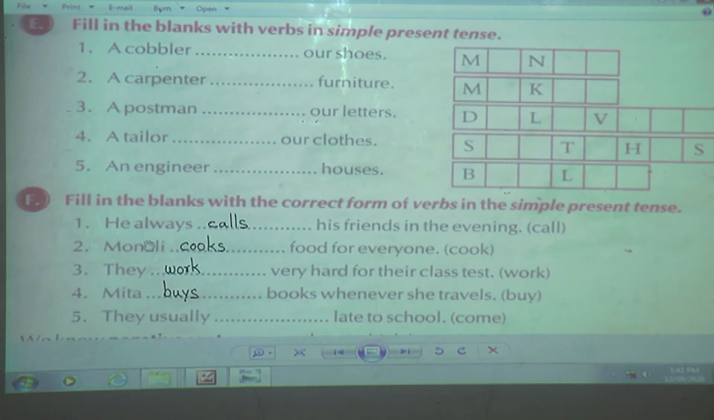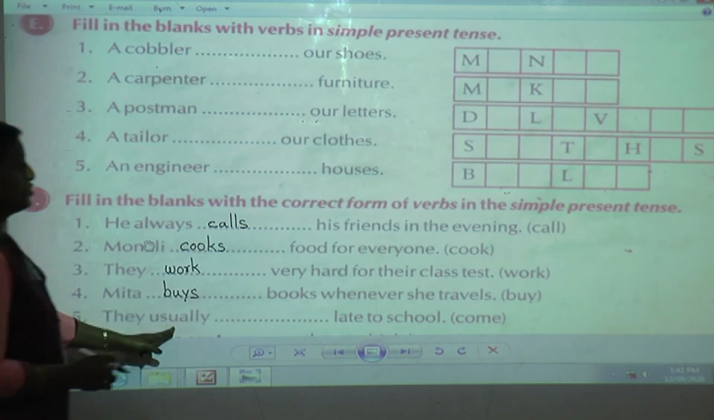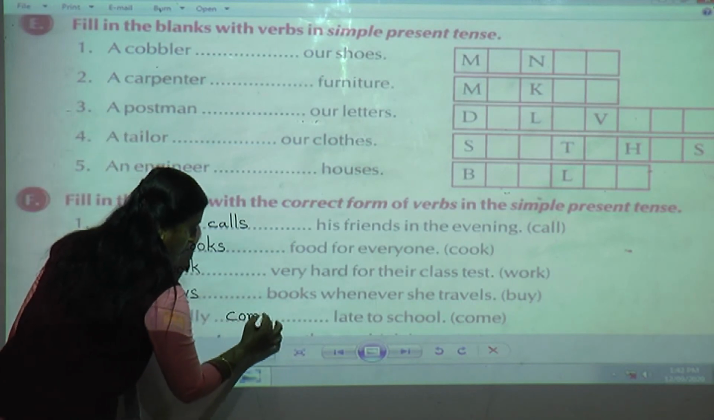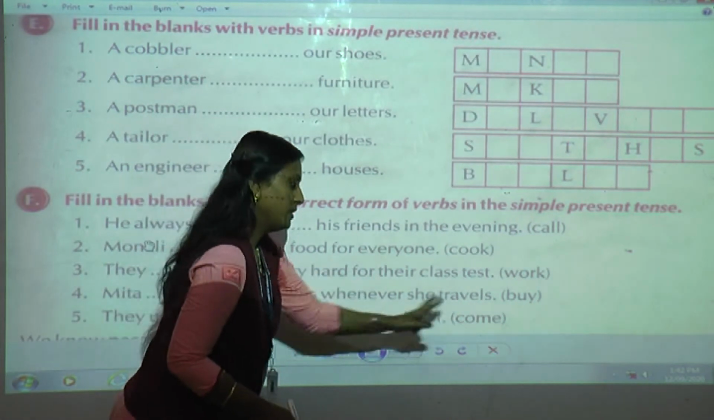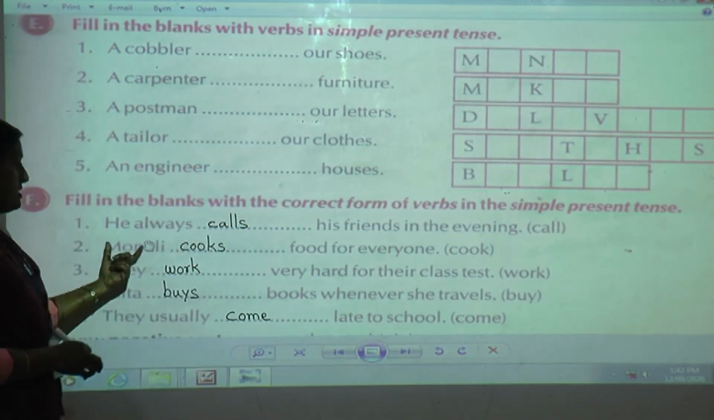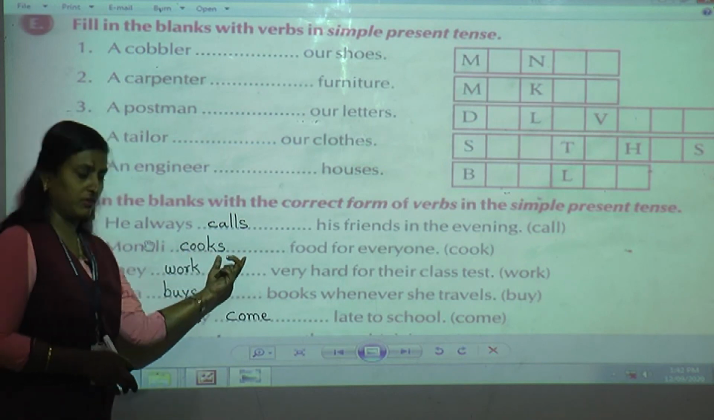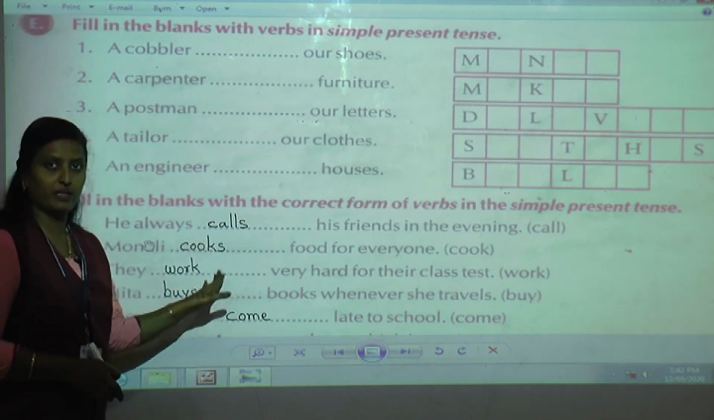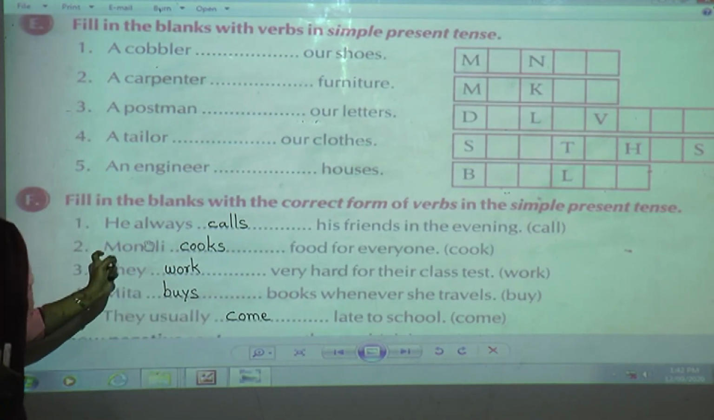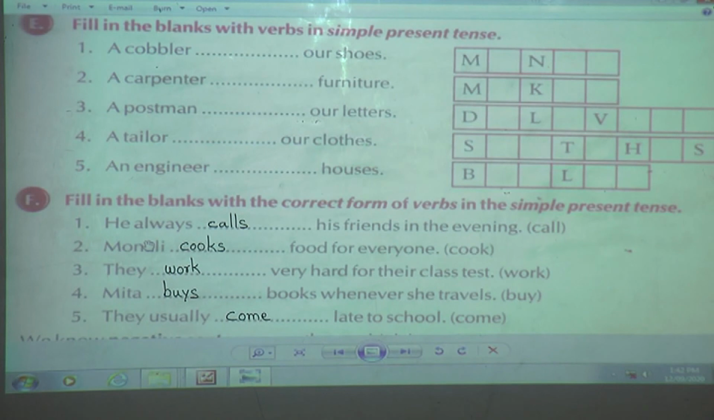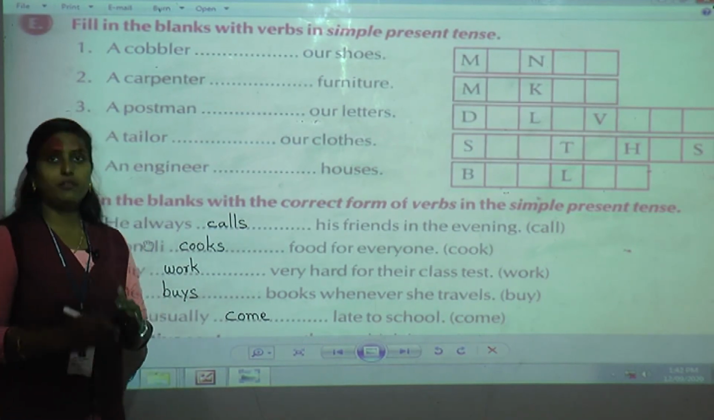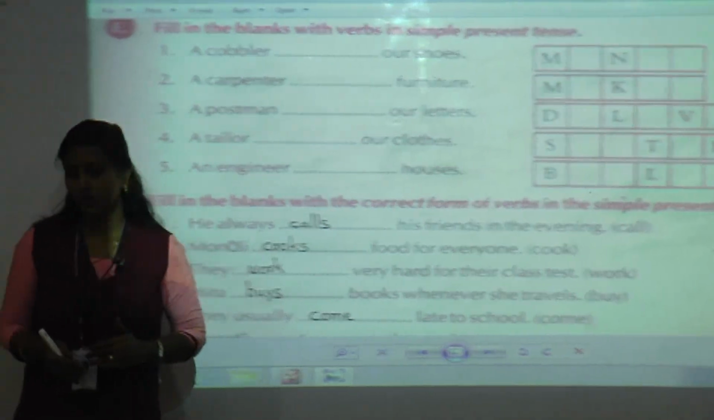Then they usually come. So they is what? Plural. So our verb will be as it is. Done? Got it? What have I done? If it is singular, I am going to add s to the verb. If it is plural, I am not going to do anything. I have to write it as it is. Done, students? Now see, till here we have done. The remaining part, that is negative sentences and interrogative sentences, we are going to see in part 2.